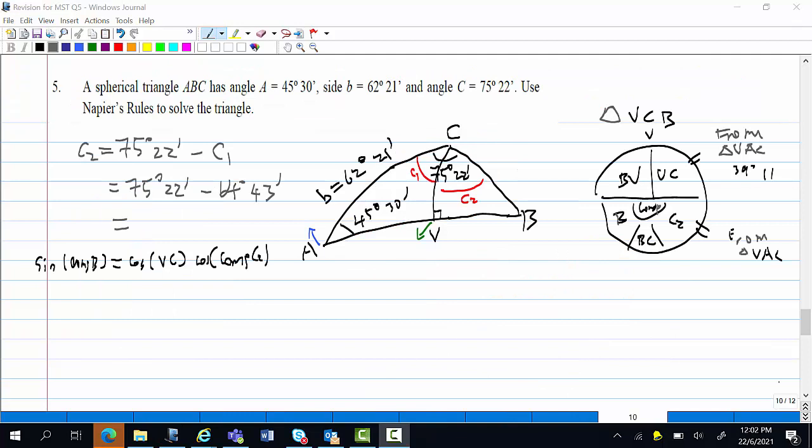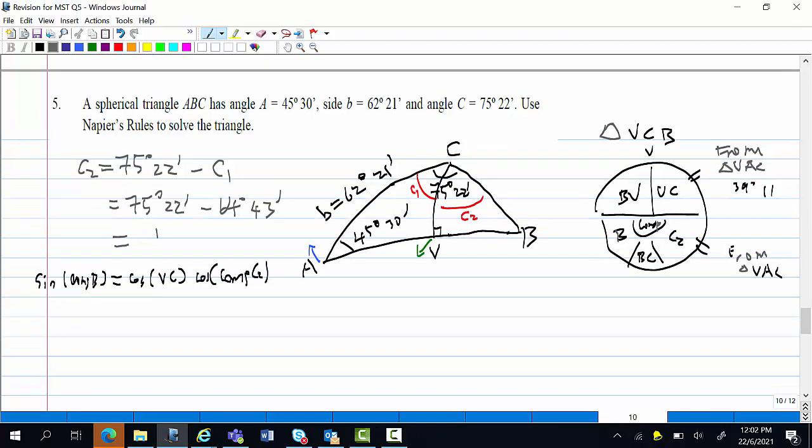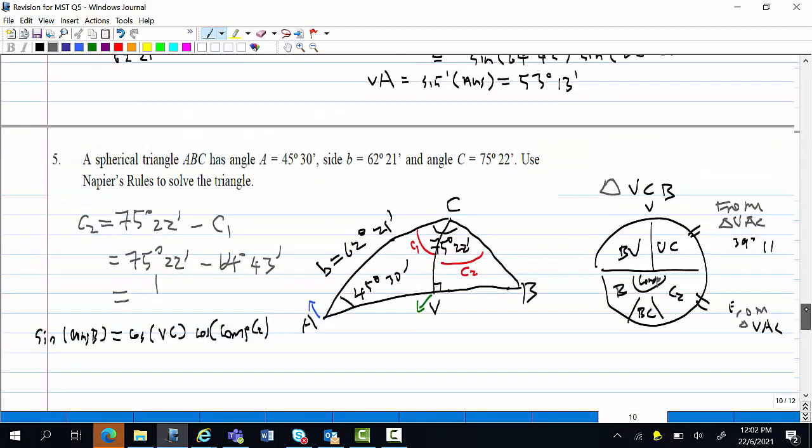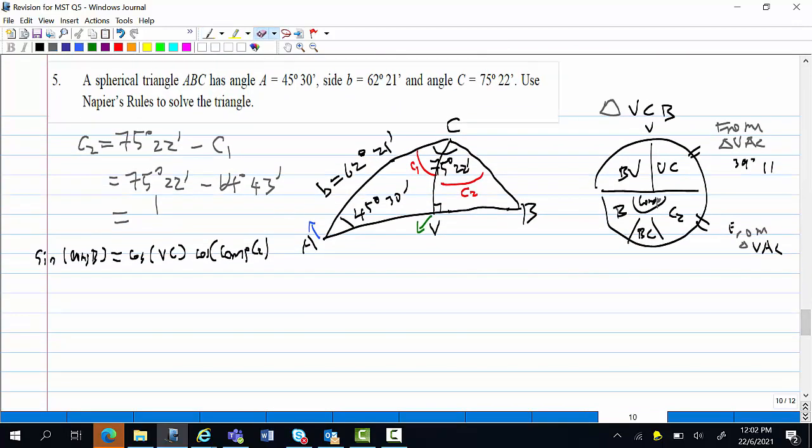Next, we are going to find the angle C2 first. We know angle C is 75 degrees 22 minutes. And we know C1 also from triangle VAC, 64 degrees 43 minutes. So the difference in this case is 10 degrees 39 minutes. So I write 10 degrees 39 minutes. So C2 is 10 degrees 39 minutes.